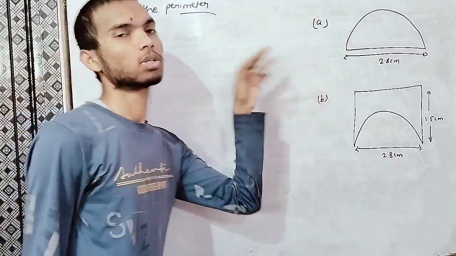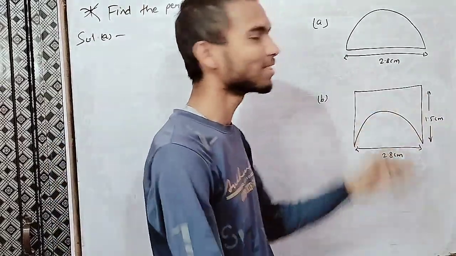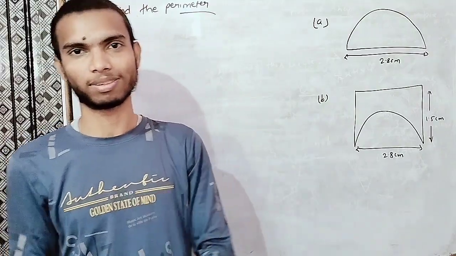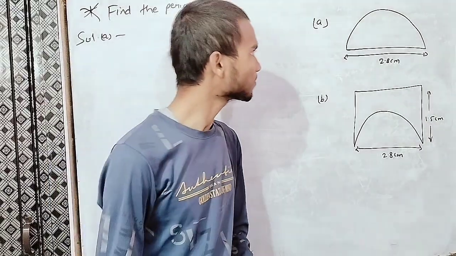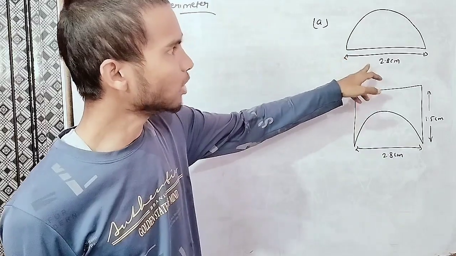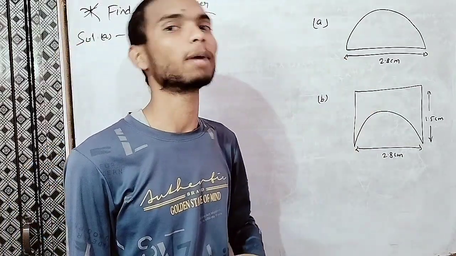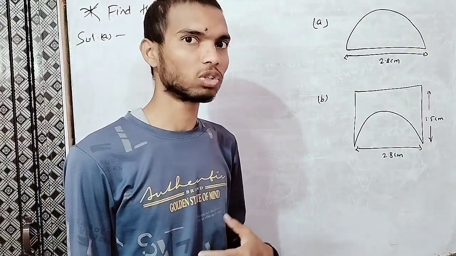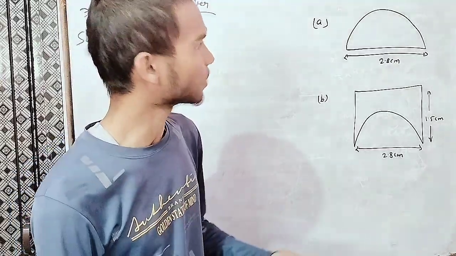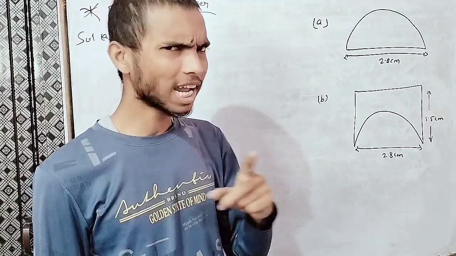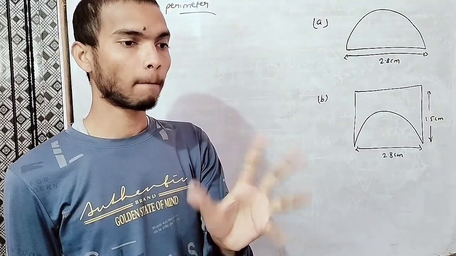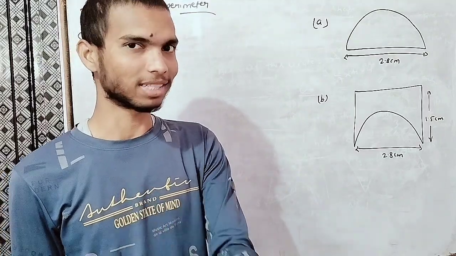Now, this is not a circle. This is a semicircle. Semi means half, half circle. Now, we don't have a radius. We have a diameter. The measure of the diameter is how much? 2.8 centimeter. Am I right? We can calculate the measure of the radius. It is very simple.